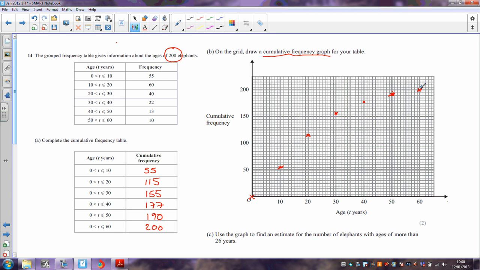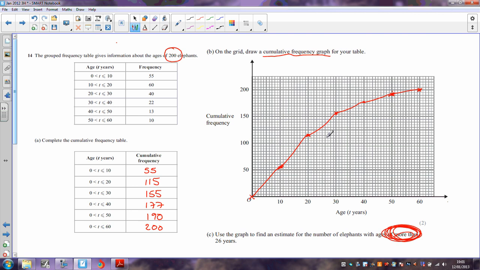Now you can either join these as a smooth curve, or you can join them with straight lines. Just to make it slightly quicker, I'm going to join it as a curve. It's not perfectly smooth, but it's pretty good. Okay, and we're then going to use the graph to estimate the number of elephants with ages of more than 26 years. Now, if I just read directly off the graph, let's just get that a little bit straighter.